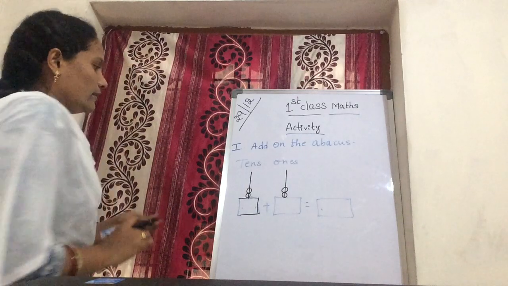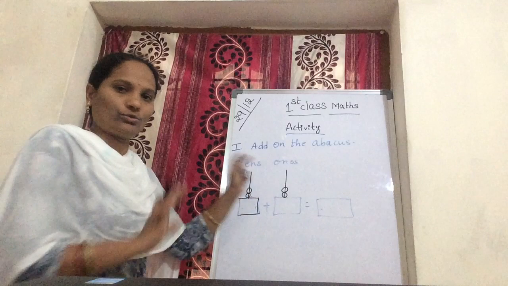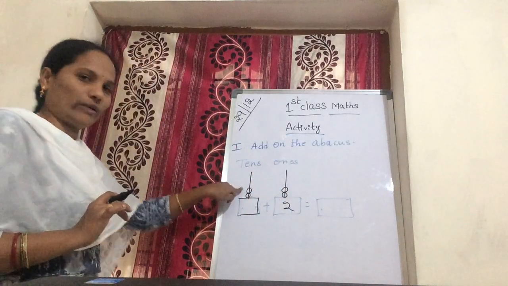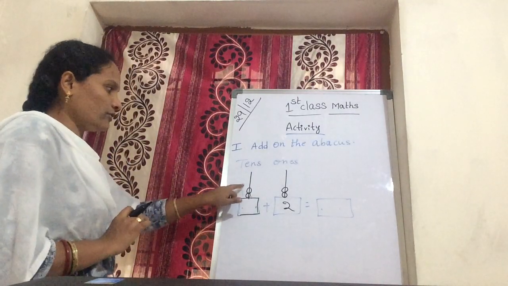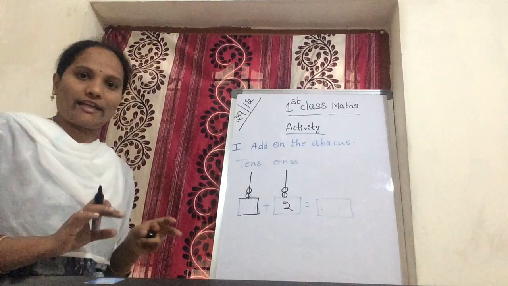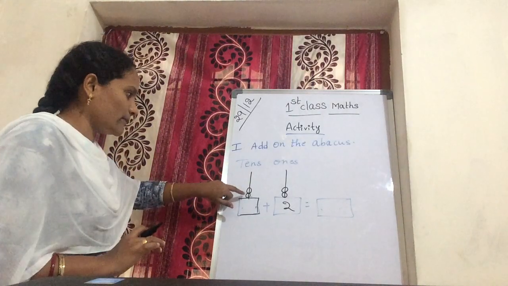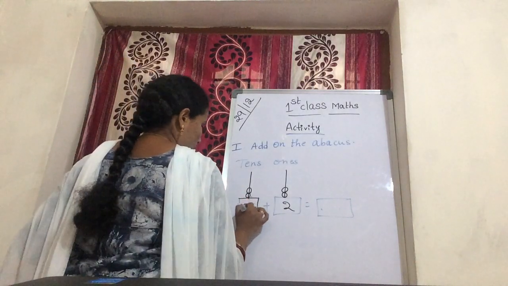Now, in ones, how many beads are there? 1, 2. You are counting only simply. 1, 2. Write in this box 2. Now, in tens, how many beads are there? 2 beads. How to read? 10, 20. Like that, because this is in the tens place. So here how many beads? 2 beads. So 10, 20. So write in this box 20.